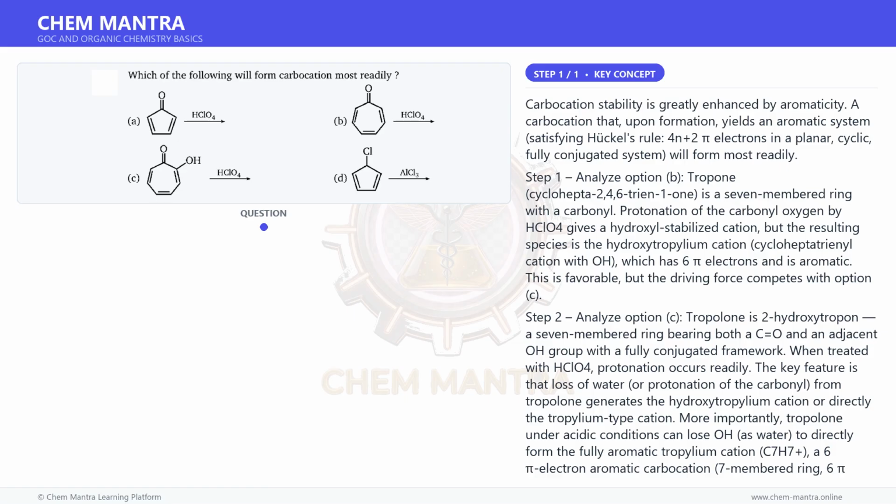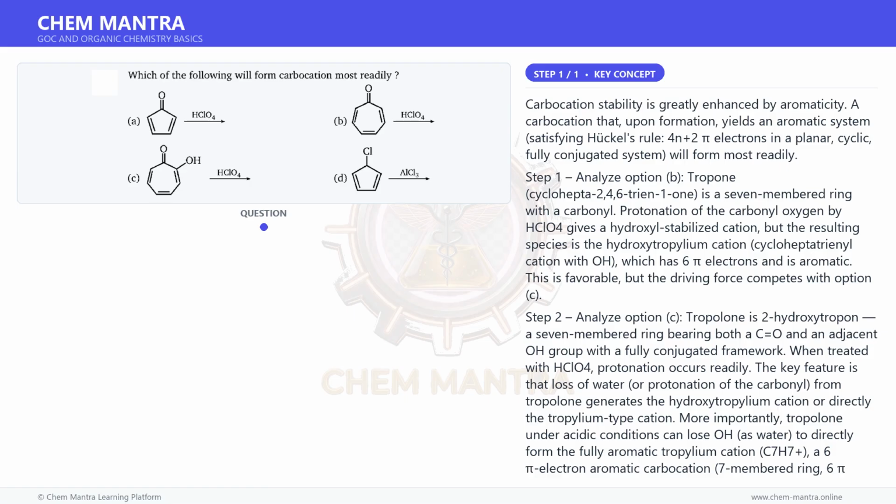Step 5. Compare B and C. Both involve 7-membered rings that can give aromatic cations. However, tropolone C has an OH group directly on the ring adjacent to the carbonyl. Under acidic conditions, HClO4, the OH group facilitates direct formation of the tropylium-type aromatic carbocation by loss of water, making the carbocation formation even more facile than in plain tropone B, where only protonation of the carbonyl occurs without direct loss of a leaving group to give the fully delocalized aromatic cation as cleanly.